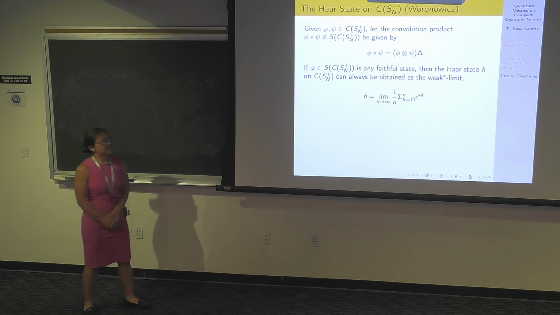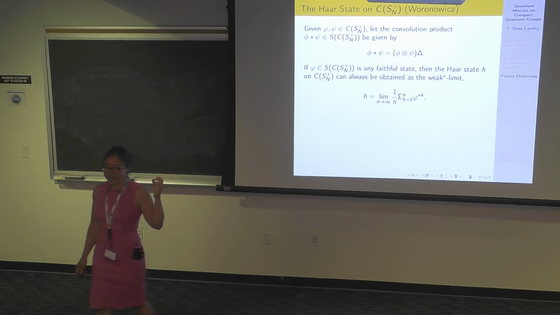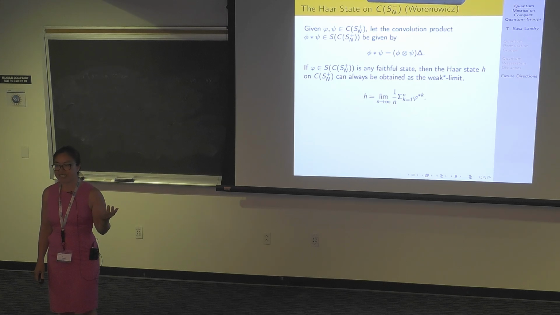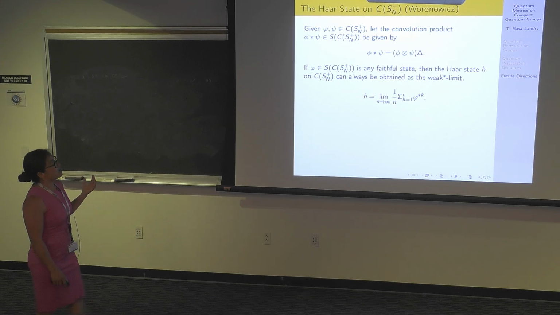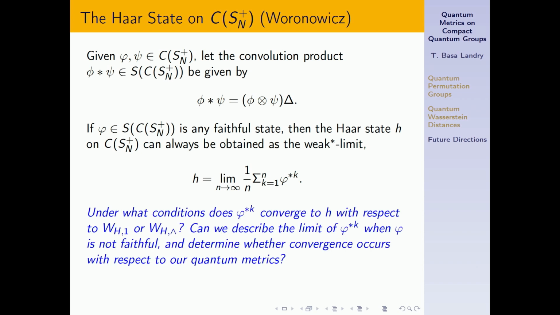And so the way in which Woronowicz showed the existence of a Haar state is that he did it by construction. And so taking this as our convolution product, he showed that if you start with any faithful state, then the Haar state can always be obtained as the weak star limit, no matter which one you start off with. And so then the natural questions for us to look into are, under what conditions could we metrize this convergence with respect to either of our quantum metrics?